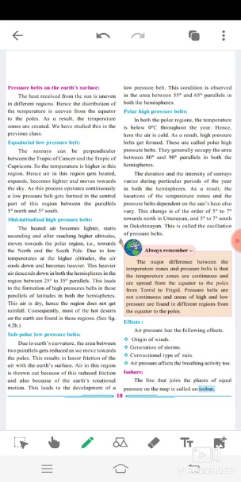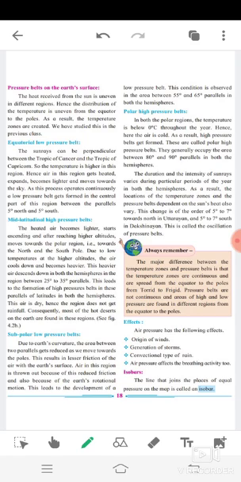Now, oscillation of pressure belts. The duration and the intensity of sun rays, students, vary during particular periods of the year in both the hemispheres. As a result, the location of the temperature zones and the pressure belts dependent on the sun's heat also vary. This change is of the order of 5 degree to 7 degree towards north in Uttarayan and 5 degree to 7 degree towards south in Dakshinayan. This is called the oscillation of pressure belts.